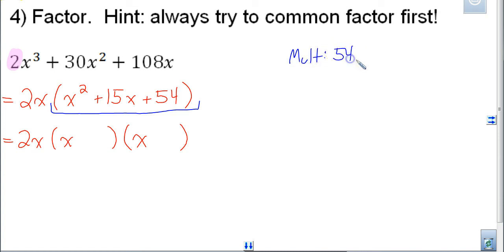So two numbers that multiply to positive 54 and add to positive 15. Now, if you're multiplying to a positive number, you could have two positive numbers that are multiplying, or it could even be two negative numbers. Remember, two negatives multiply to a positive. But because we're also adding to a positive number, we know that both numbers have to be positive. Now, again, a little bit of trial and error here, but I'll just tell you it'll be x plus 9 times x plus 6. Those two numbers multiply to 54 and add to 15. And in our final answer, we also have the 2x.